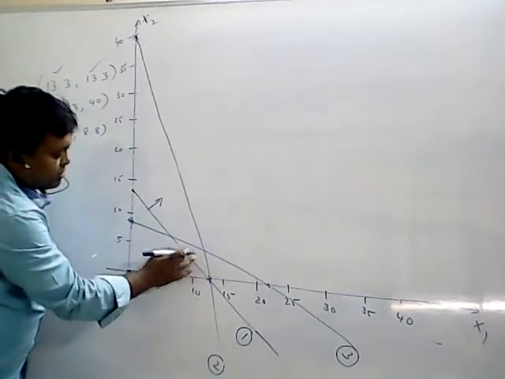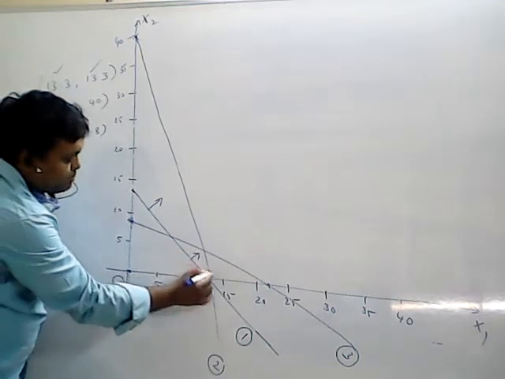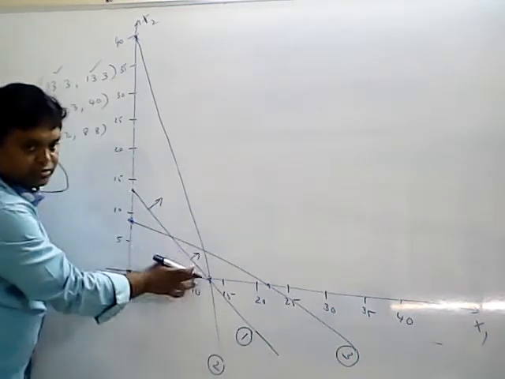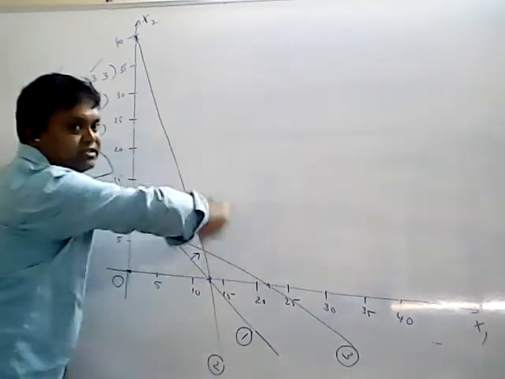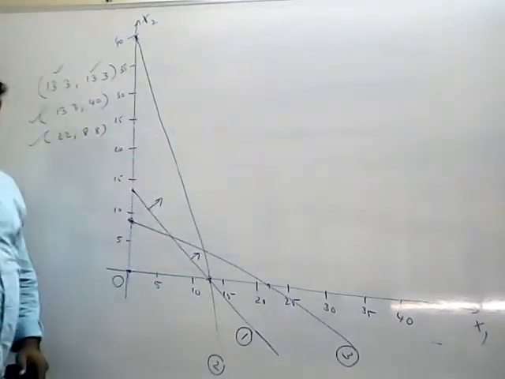So how many parts are there? This is the first line, and the upper part is shaded. So only two shades are there: the upper region like this. Okay. Next, the second line.